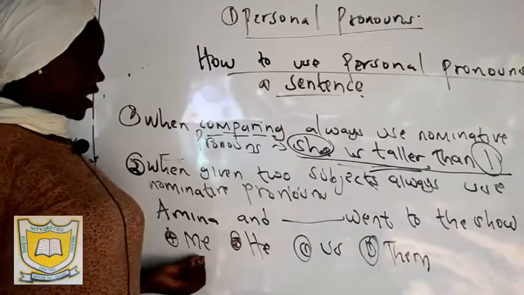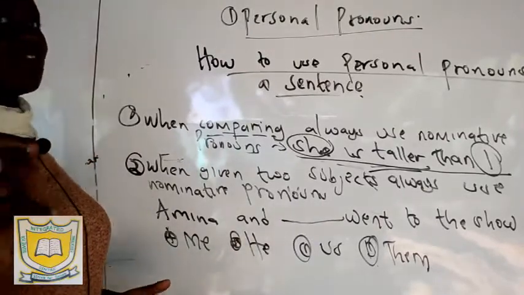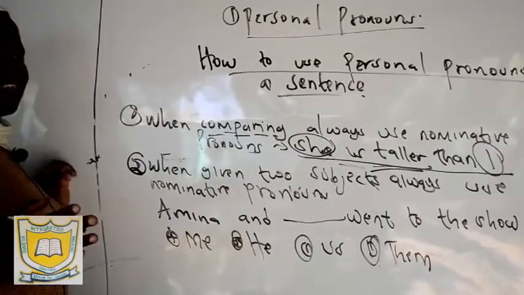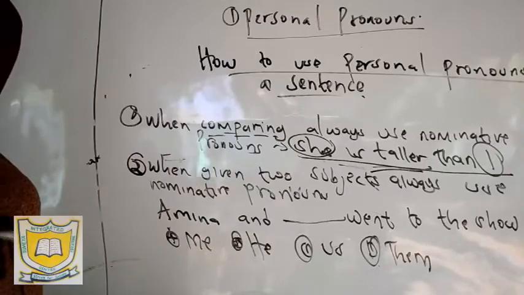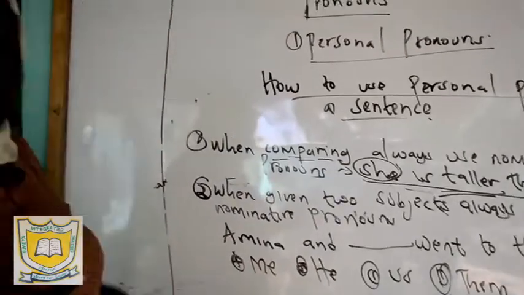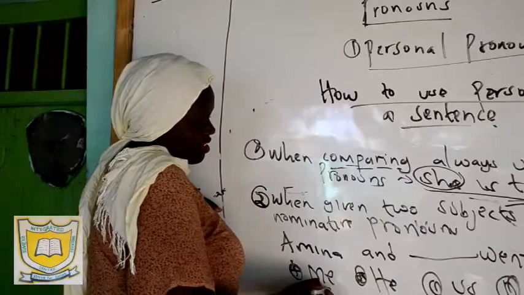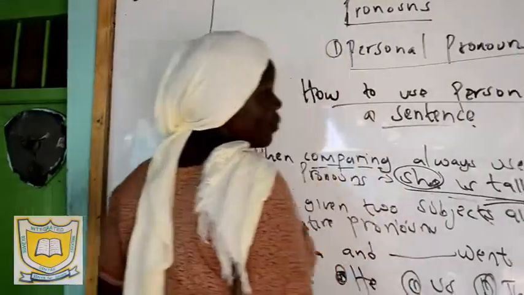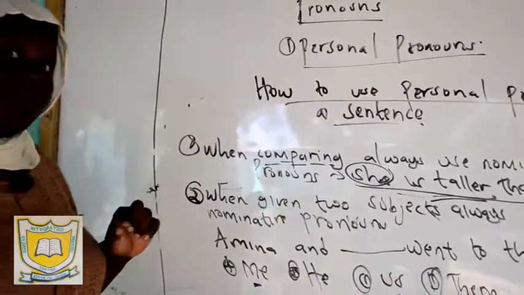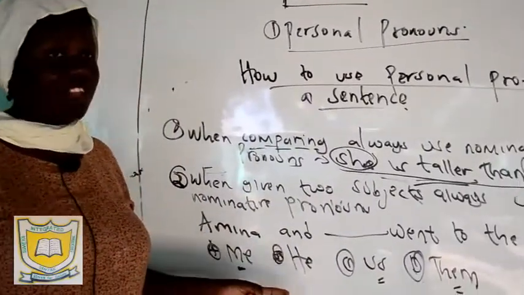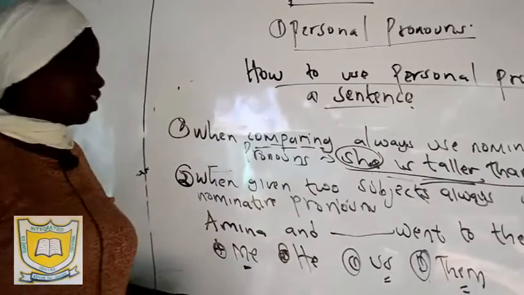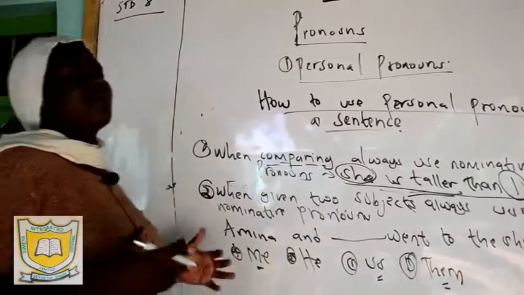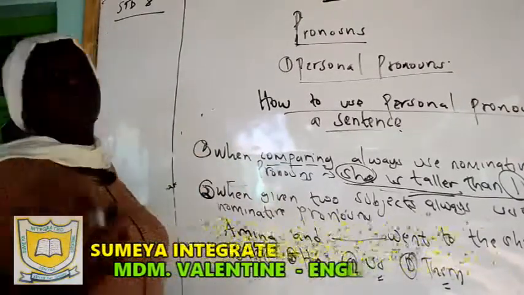It is wrong. You come to the answers, especially if you don't know. But if you have some little knowledge of objective and nominative pronouns, then you are in a position to get this question correct. Why? Because you'll identify that me is objective, us is objective, and them is also objective. The only nominative pronoun in this sentence is he. Even if you have the knowledge of personal pronouns, you know you have nominative and then you have objective.